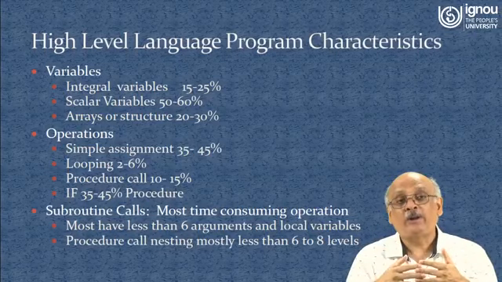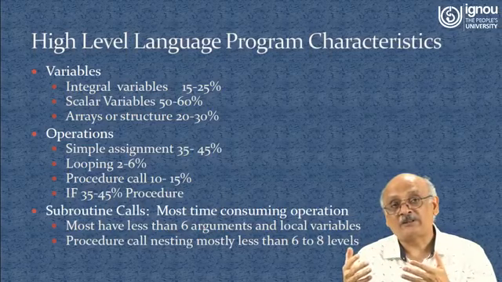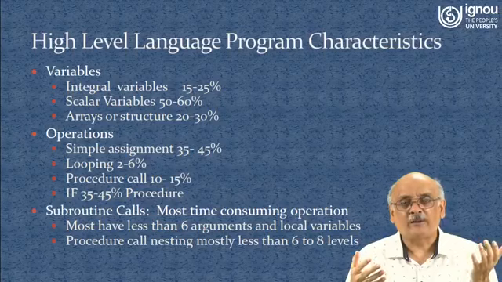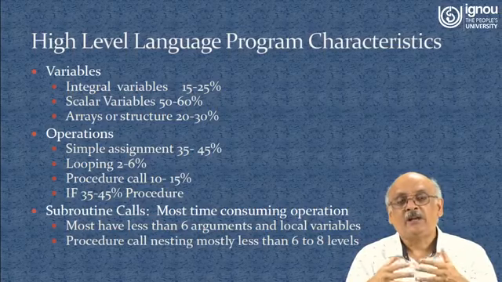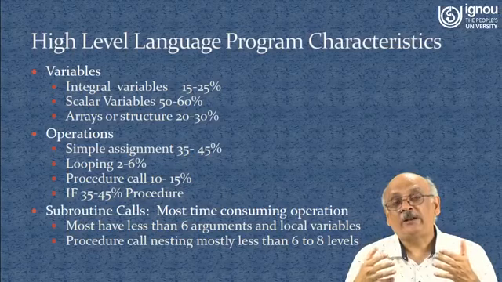The second clinching point is the operations, like simple assignment. Simple assignment operation was occurring for 35 to 40% of operations, requiring some kind of multiplication, addition, those kinds of things. Then the looping constructs were just 2 to 6%, not very high. Procedural calls were 10 to 15%.